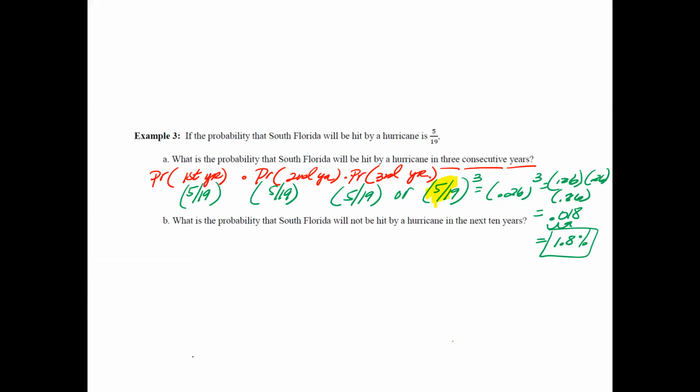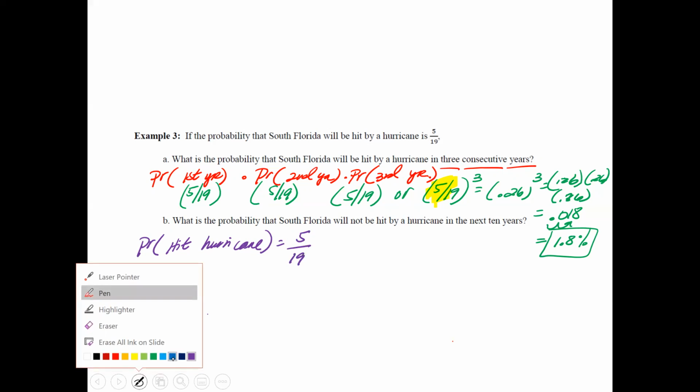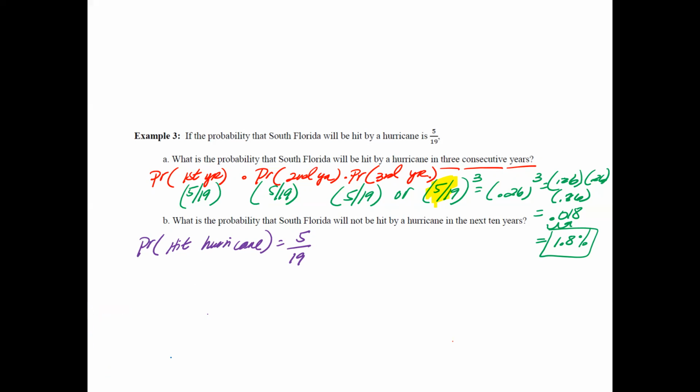So you know that if it's going to be hit by a hurricane, the probability is 5 out of 19. We also talked about odds, like in favor, against, and just like a deck of cards. If it is not going to get hit by a hurricane, then you're going to take 19 minus 5, divided by 19, which gives me 14 over 19. That's the probability of not having a hurricane.